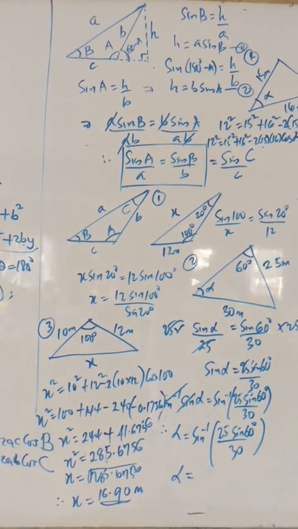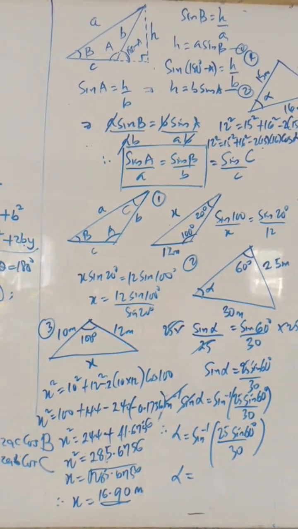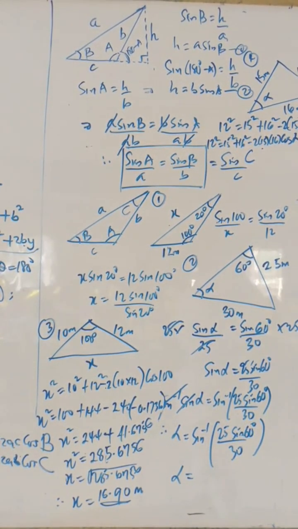Sometimes you can have a combined question where you need to apply both sine and cosine rule together. After that, we now move to application, which is mainly bearing and distance.